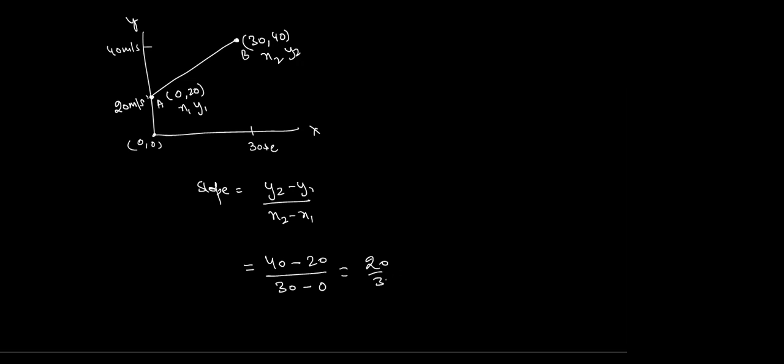This is the slope of the line. This will be the acceleration. Actually, this is the VT graph, velocity time graph. So actually the acceleration of this line is 2/3, that is 0.67 meter per second square, the acceleration for this line segment.